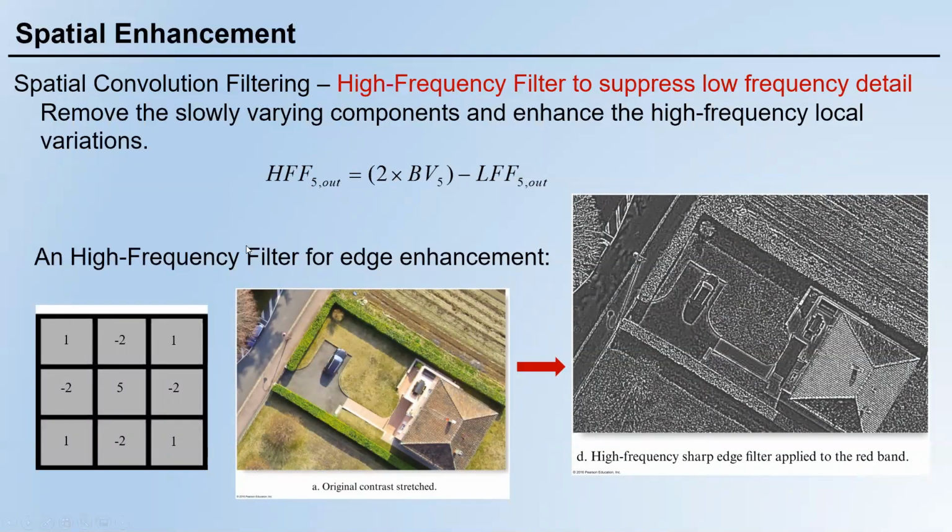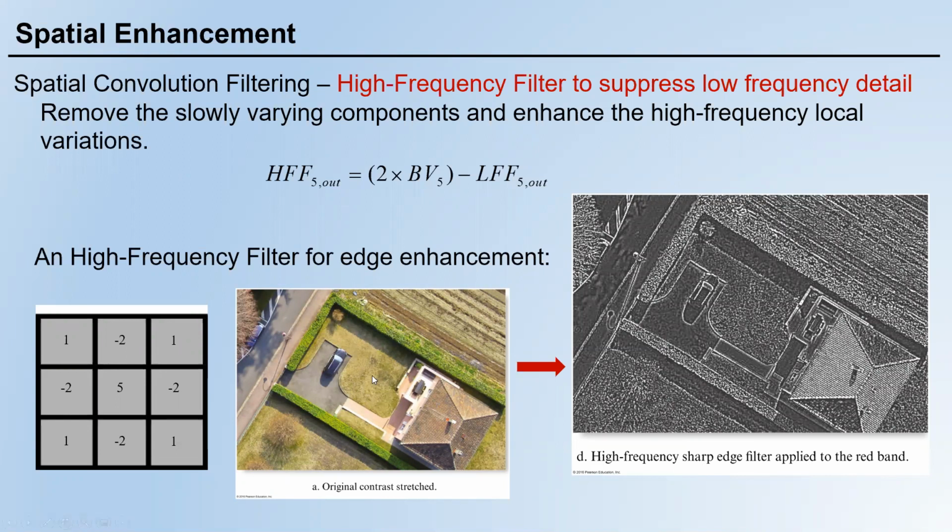Okay, so this equation here is for you to convert from the output of the low frequency filter to the high frequency filter. But if you didn't do LFF, you just want to do HFF directly, you're going to use this very simple mask here. Okay, so this is a high frequency sharp edge filter applied to the red band. Of course, this image is a combination of 3 bands from remote sensing data, from satellite data, right?